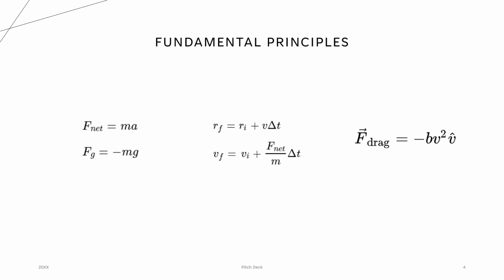All right, so here are the fundamental principles used in this lab. On the left, first we have F net equals ma, which is Newton's second law. We have Newton's second law manipulated in terms of gravity, so the force of gravity is negative mass times gravity. We have the position update formula, we have the velocity update formula, and we have the drag force equation, where B is the proportionality constant and V is velocity. The entire equation is negative because V hat is in the opposite direction of the object's motion.